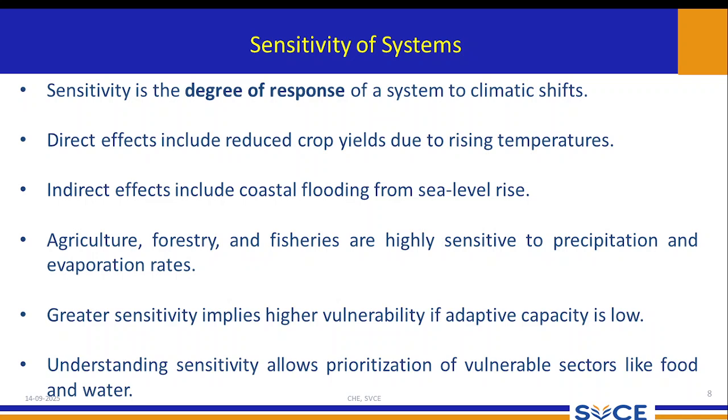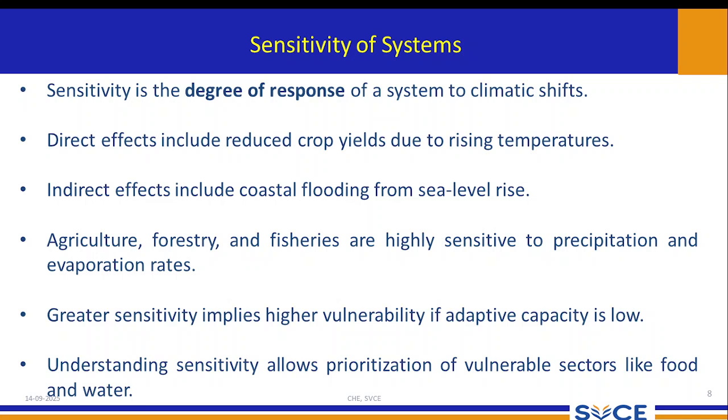Agriculture, forestry, and fisheries are highly sensitive to precipitation and evaporation rate. Precipitation is rainfall, and evaporation, because of the high temperature, the water may evaporate, so the fresh water availability will be less. Greater sensitivity implies higher vulnerability if adaptive capacity is low.